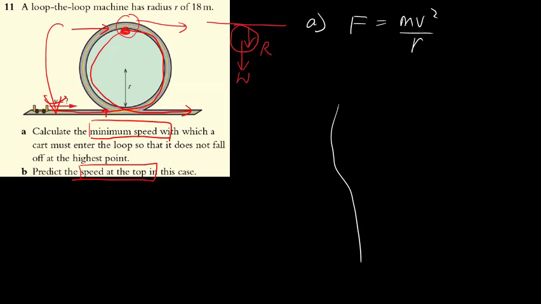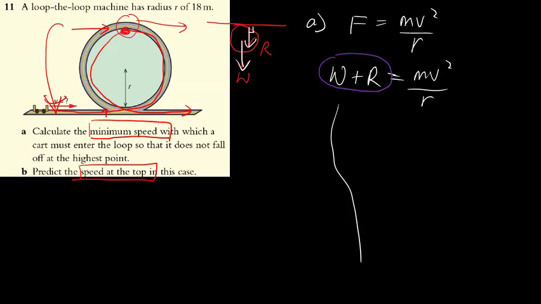Anyway, for the free body diagram here, you can see that both forces, weight and normal force, since it's at 90 degrees, are pointing downward. In that case, using F equals ma, the net force will be weight plus normal force here.